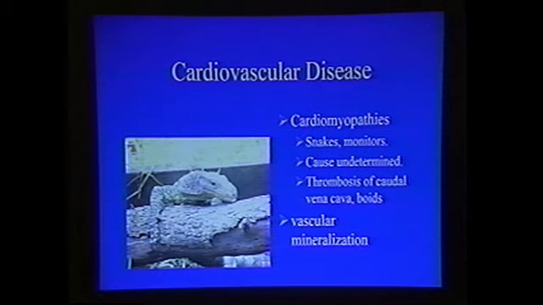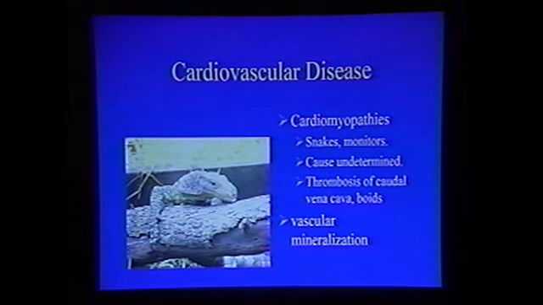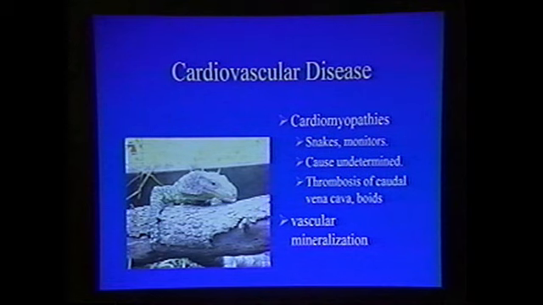Cardiovascular disease is occasionally seen in reptiles. Cardiomyopathies occur in snakes and monitors. The cause has not been determined. Occasionally, they will have thrombosis of the caudal vena cava, particularly in boids. Vascular mineralization is another manifestation of cardiovascular disease that we see in reptiles.